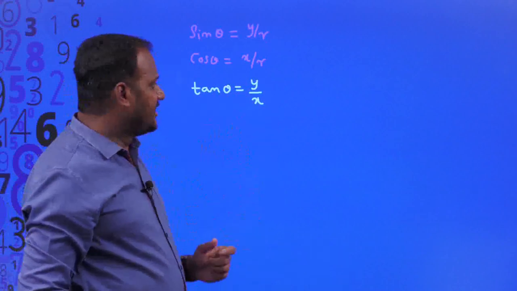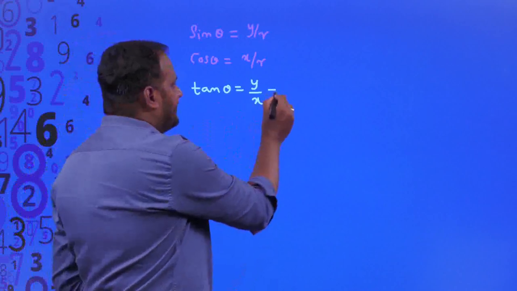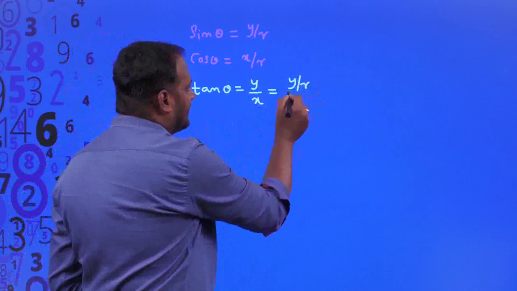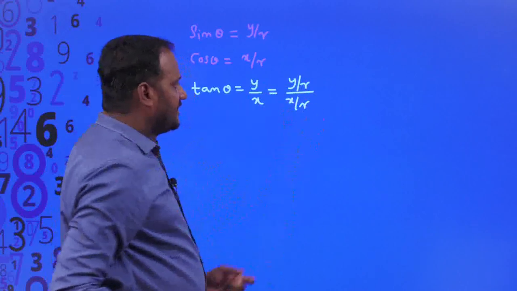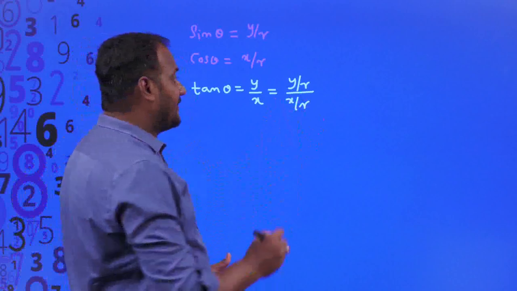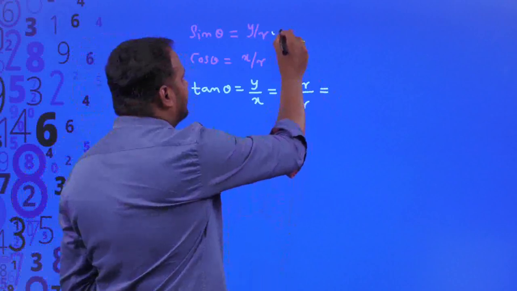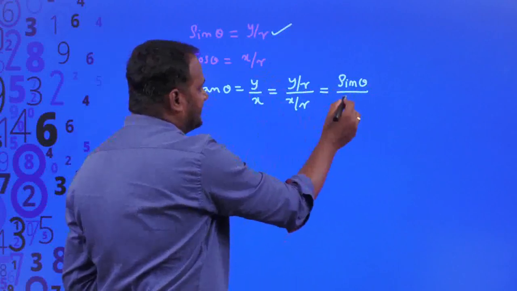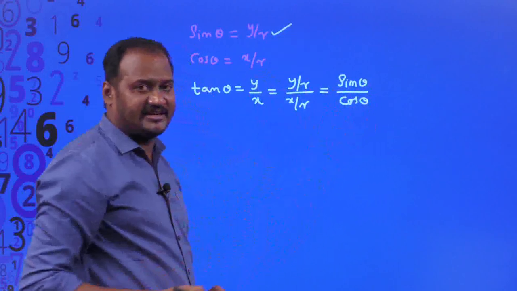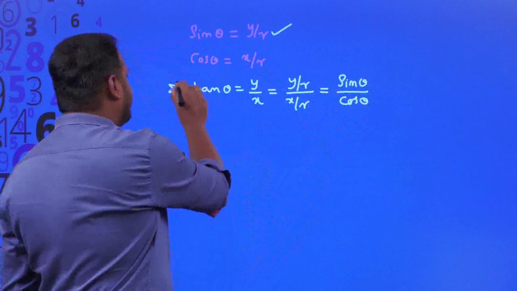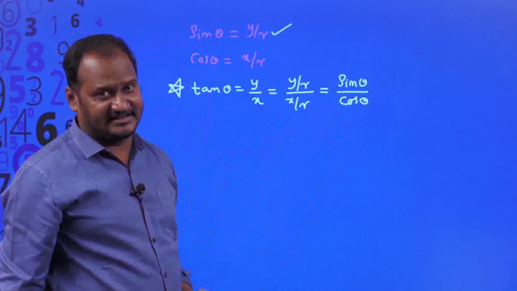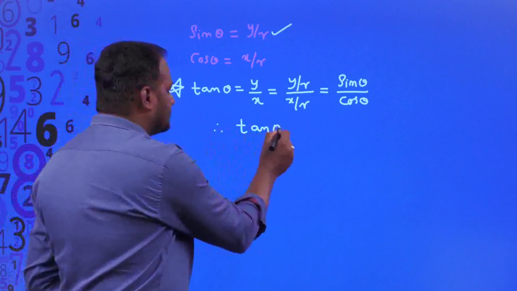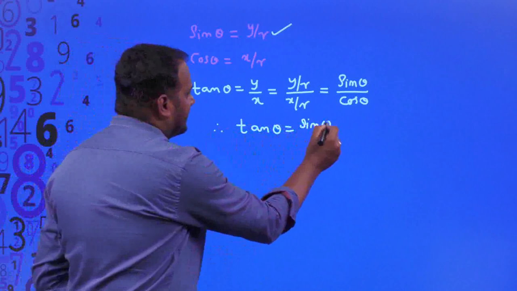These are the definitions. But if you observe, I am writing this y divided by x as y divided by r divided by x divided by r, because r and r get cancelled. But y divided by r is nothing but sin theta, as well as x divided by r is nothing but cos theta. So what did you understand now? Yes, we can express tan theta as sin theta divided by cos theta. Therefore, tan theta is equal to sin theta divided by cos theta.